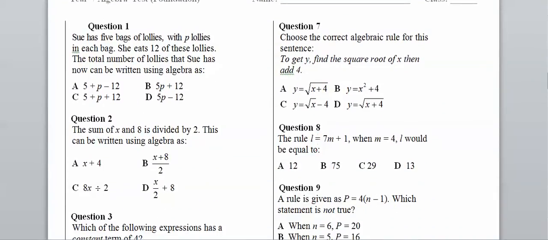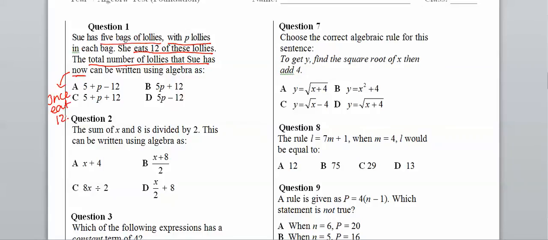Question 1. Sue has 5 bags of lollies, with P lollies in each bag. She eats 12 of those lollies. The total number of lollies that Sue has now can be written using algebra as. Okay, so we'll just underline our important information here. So she's got 5 bags of lollies, and each of these bags has P lollies in each bag. She eats 12 of these lollies, and we want to find the total number of lollies that Sue has now, so once she's eaten 12.